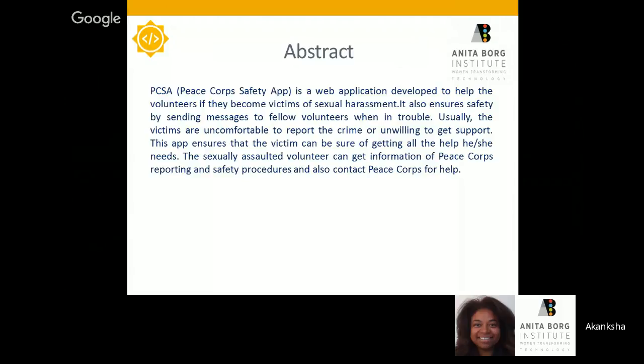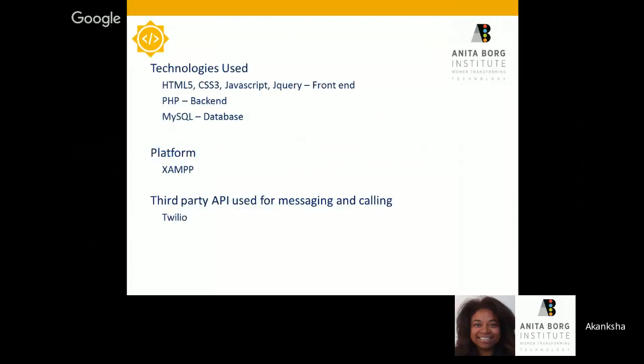The abstract of this project is that it is a web application which helps the victims of sexual assault. It ensures safety by sending messages to fellow volunteers and also provides safety procedures and reporting procedures. The technologies used are HTML5, CSS3, JavaScript for frontend, PHP backend, MySQL database. The platform used here is XAMPP. There is a lot of messaging and calling done in this application. I'm using Twilio API. It's a third-party API which is used for sending messages through web application.